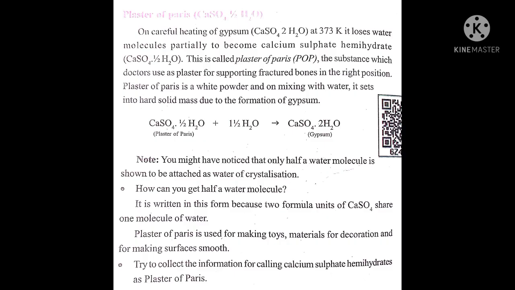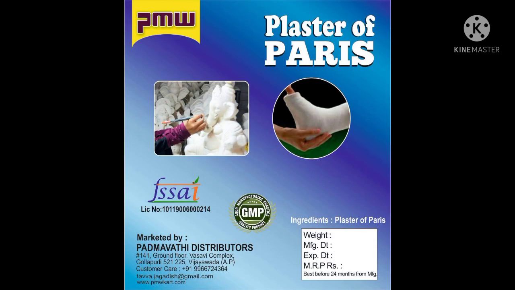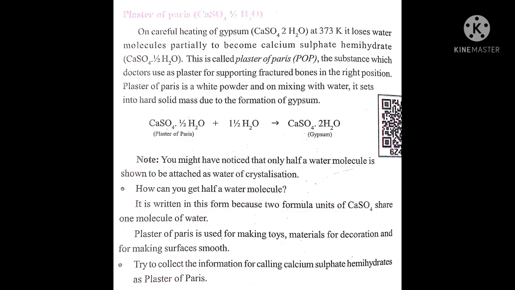Plaster of Paris. Its formula is CaSO4.½H2O. Nowadays, we see so many places using POP. Plaster of Paris is a white powder, and on mixing with water it becomes a hard solid mass due to the formation of gypsum. Now, we have to write this equation. CaSO4.½H2O plus 1.5 H2O gives CaSO4.2H2O.